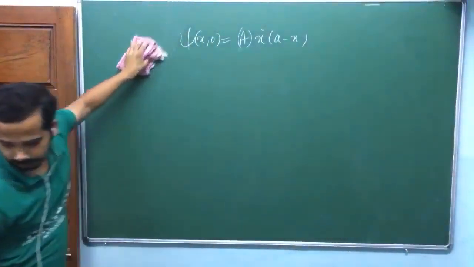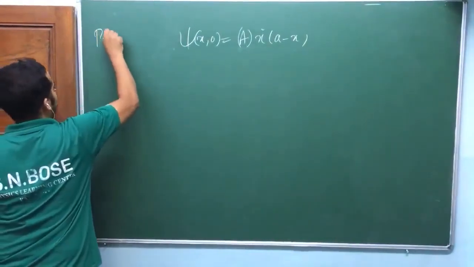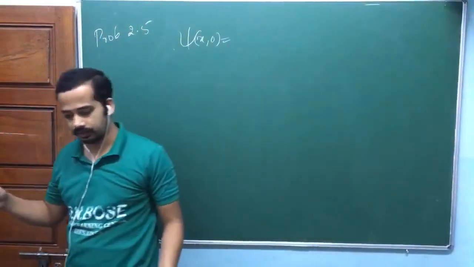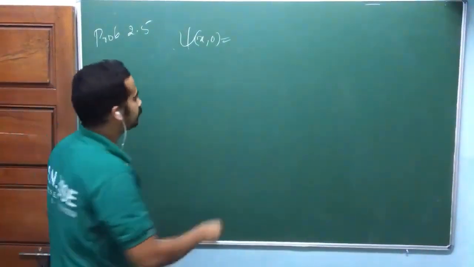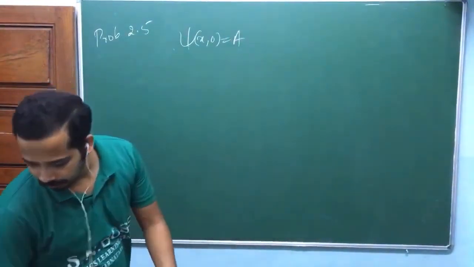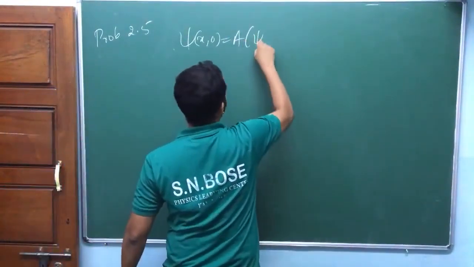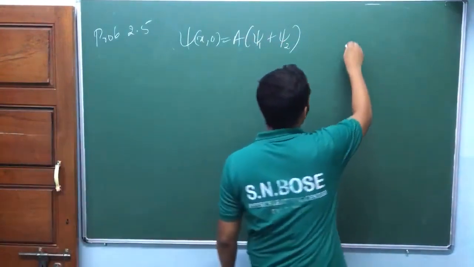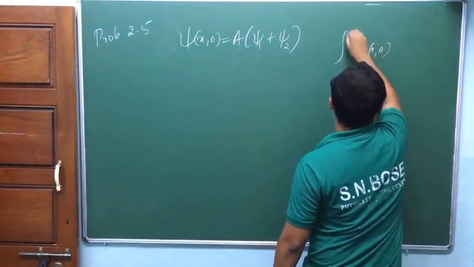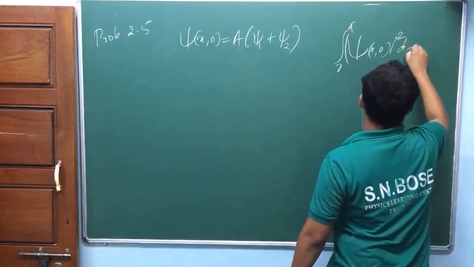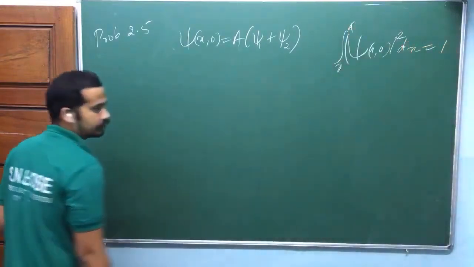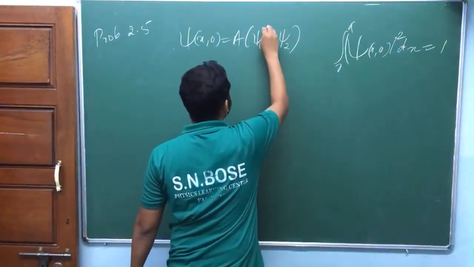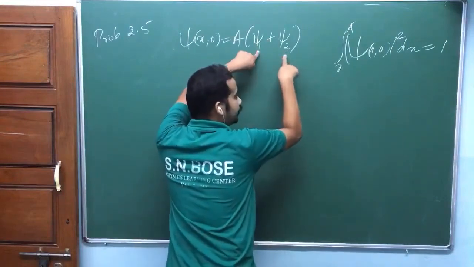Now I'll get into problem number 2.5, where it contains only some states. This is also a linear combination state, but it contains a very small number of combinations, psi1 plus psi2. Am I right? Now, how do you normalize this one? You can go for this way of normalizing: integral of psi(x,0) mod square from 0 to a dx is equal to 1. You can definitely go for this one, but that is lengthy. You have another way, which is easy. These two are individually normalized.